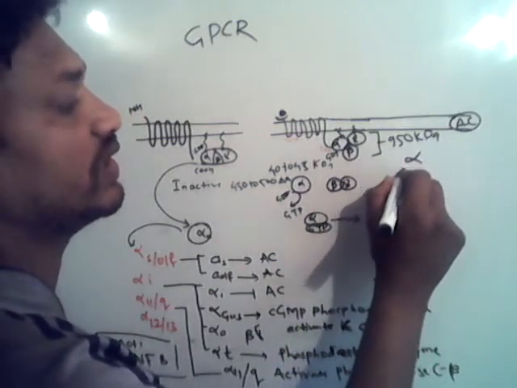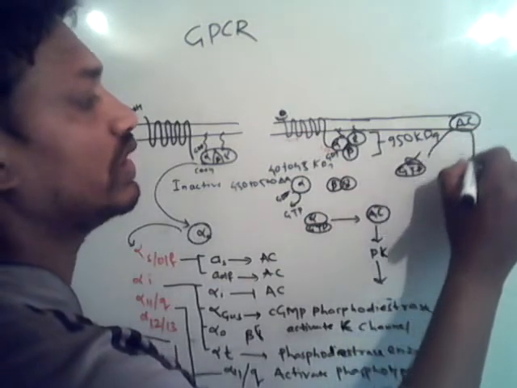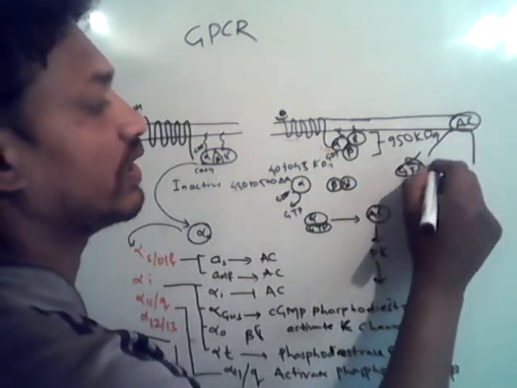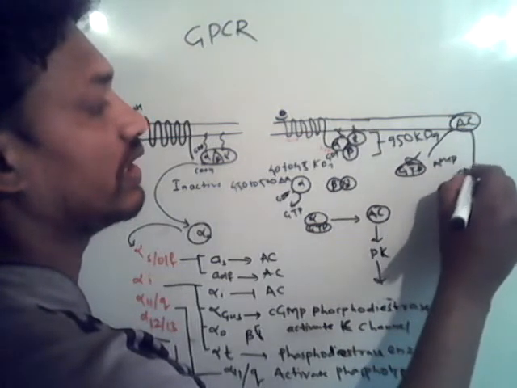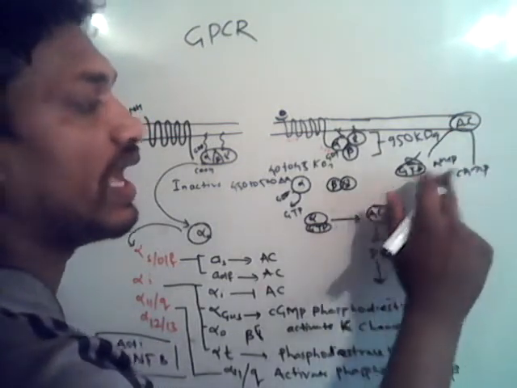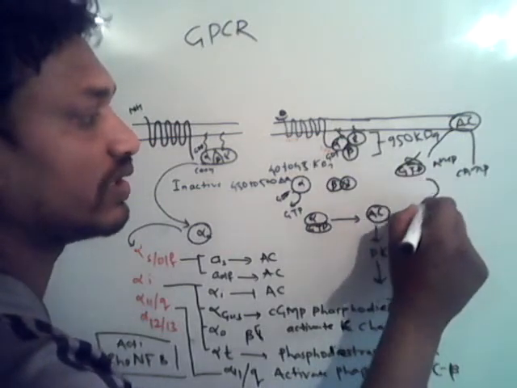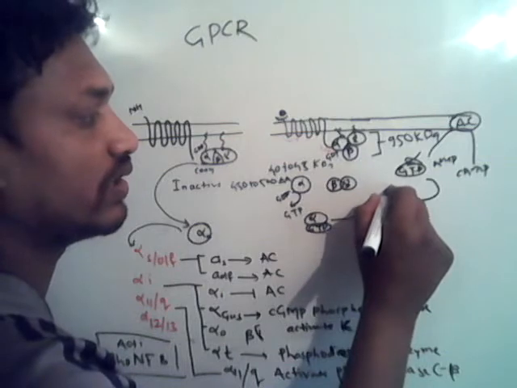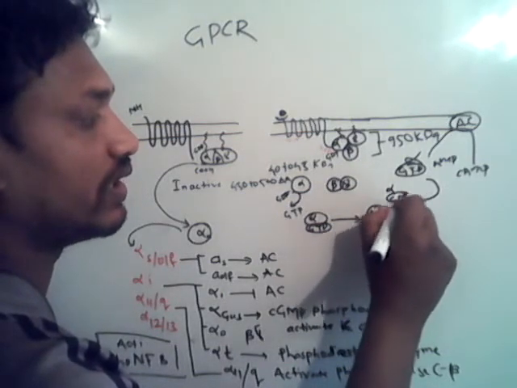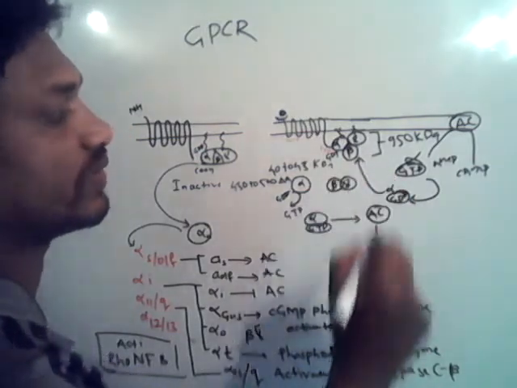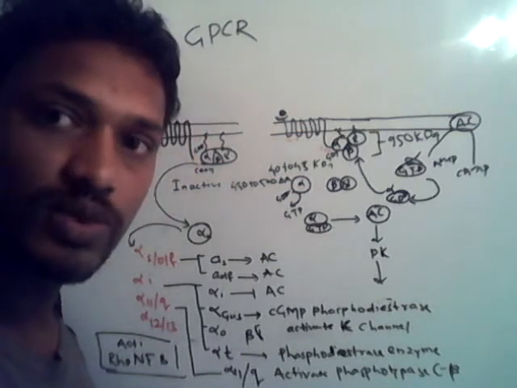The alpha subunit which has converted GTP goes here and converts ATP to cyclic AMP. As the cyclic AMP is formed, GTP converts into alpha GDP, and again it binds to this receptor. This is a very basic lecture about the G protein coupled receptor.